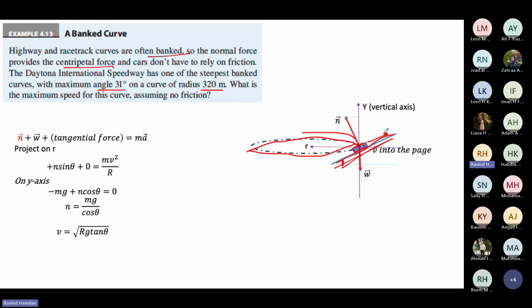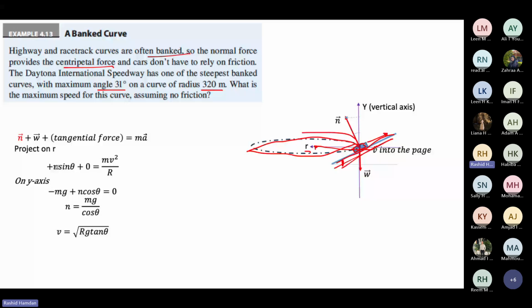I project on the radial direction. So I take my radial direction toward the center and the y direction vertical. I didn't take down the curve because I'm not going to slide down the curve. I want to go into the circle. So I want the radial direction because I know the radial acceleration. So when I project on the radial direction, I get m v squared over r.